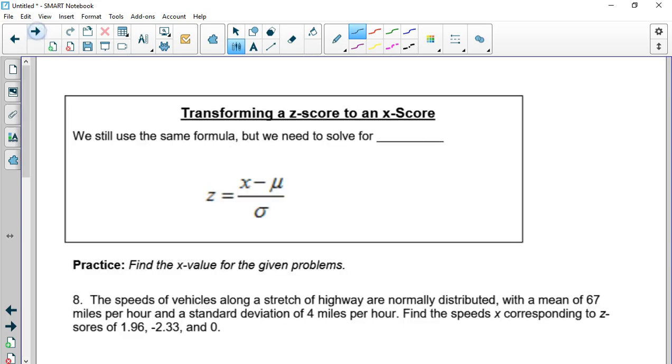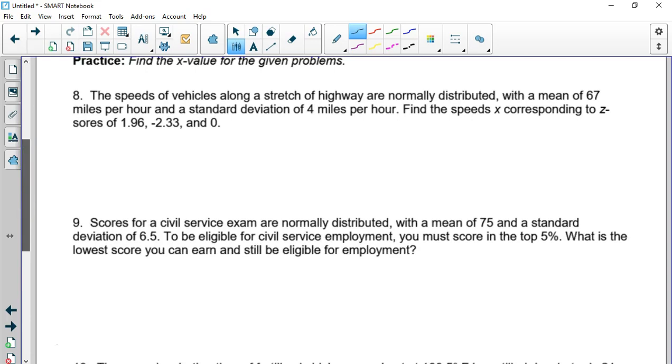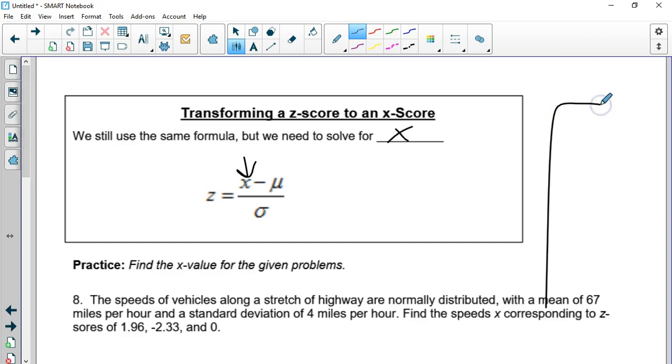And now we're bringing it home to the last page. What if we want to go backwards? What if this time we want to solve for x? We know the z-score, but we want to find out what this value is. Very simple. We're just doing basic algebra. So, the speeds of the vehicles, blah, blah, blah, you can read a mean of 67.